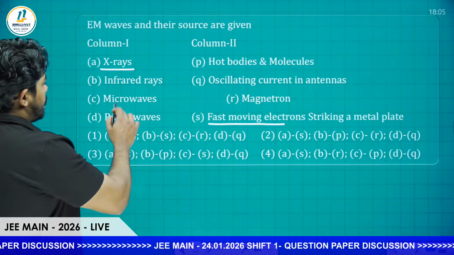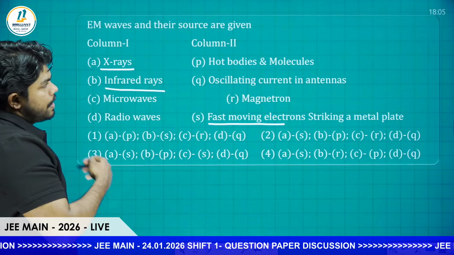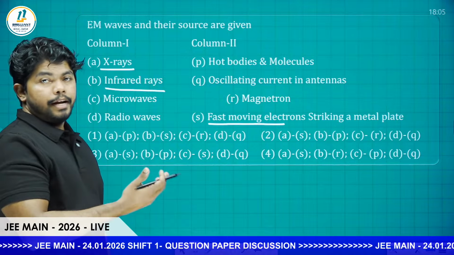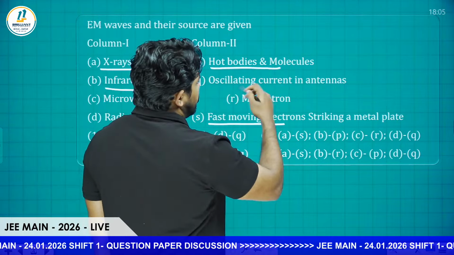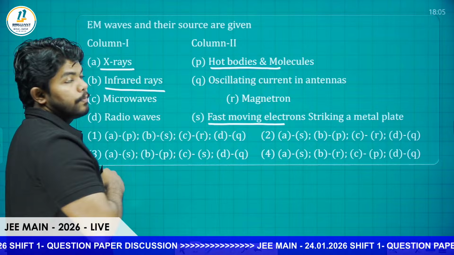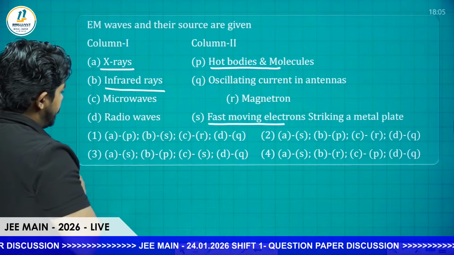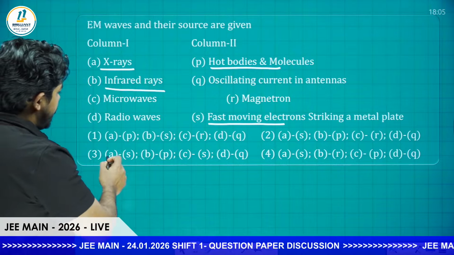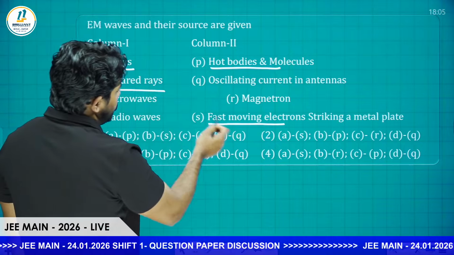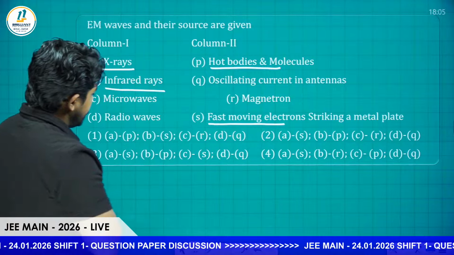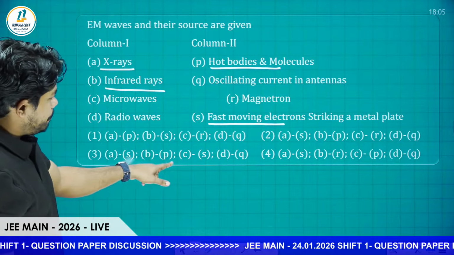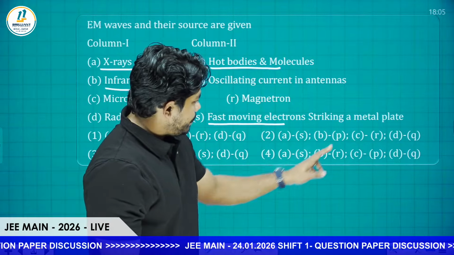Now, what is infrared? Infrared is actually produced by thermal radiation. So any body which is at a high temperature is producing or emitting infrared. So we can say B will be P. A has to be S, and B has to be P. Okay, AS, BP.